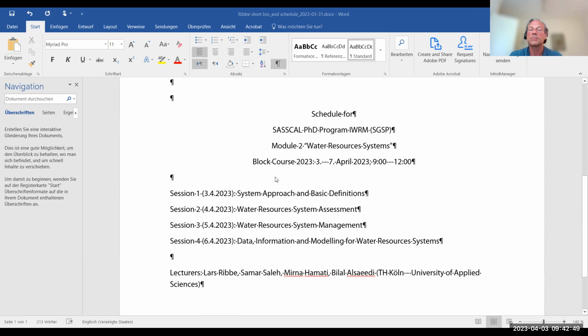And the fourth day is really about the important idea of how data plays a role in that. What is the information flow that is necessary in order to allow for water resources system management? And also, how can we analyze the data or add additional information to the system? That means we are modeling the system. So that is basically the idea of the central role of information.